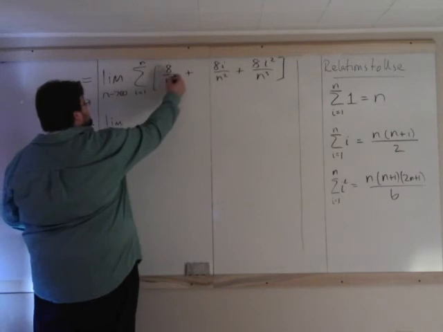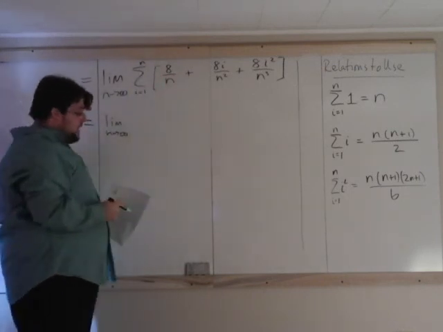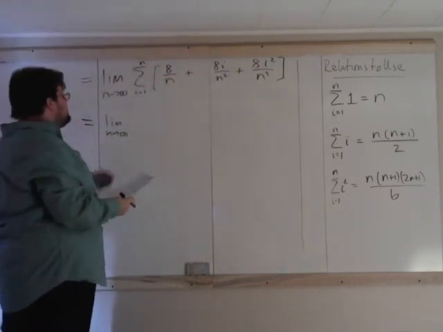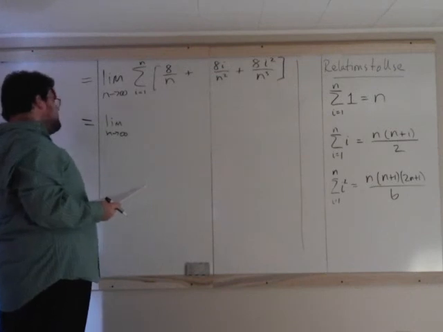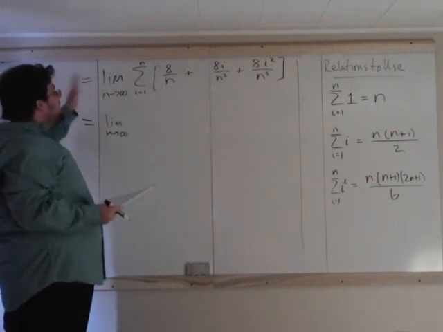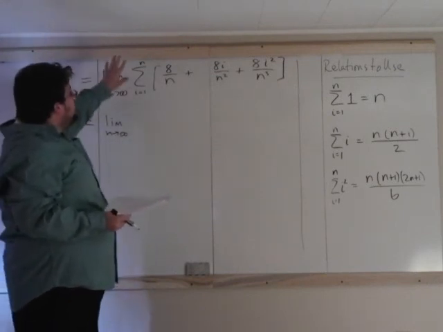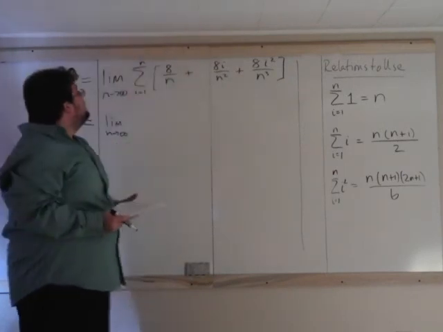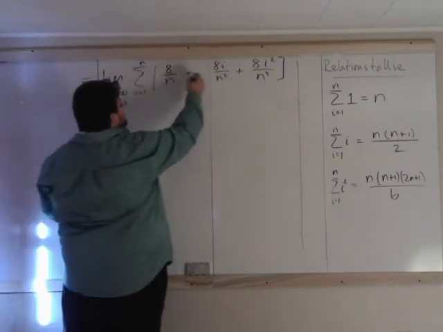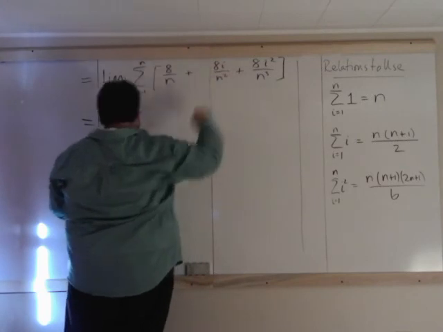So first, this is the sum. We're not going to talk much about properties of these big sums with sigma notation. But you can, for finite numbers, do them piece by piece. So you can do the sum of 8 over n plus the sum of 8i over n squared plus the sum of that last one.